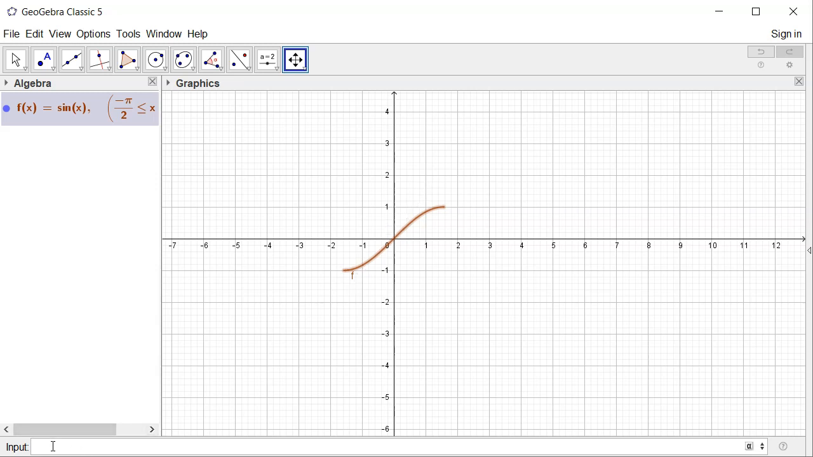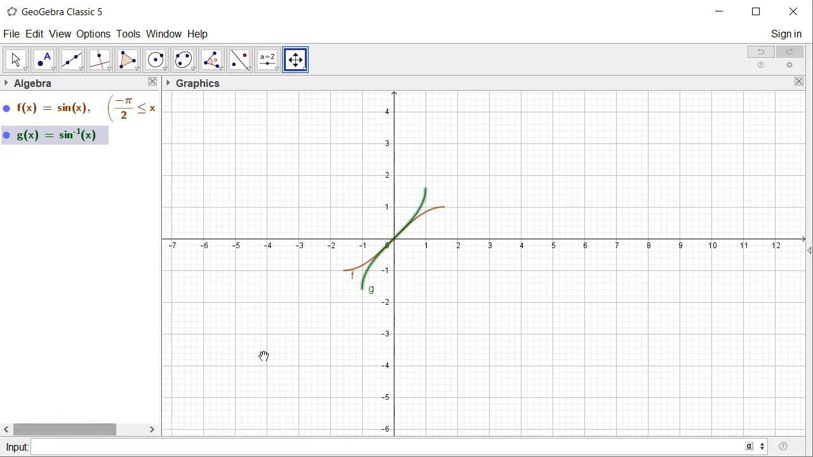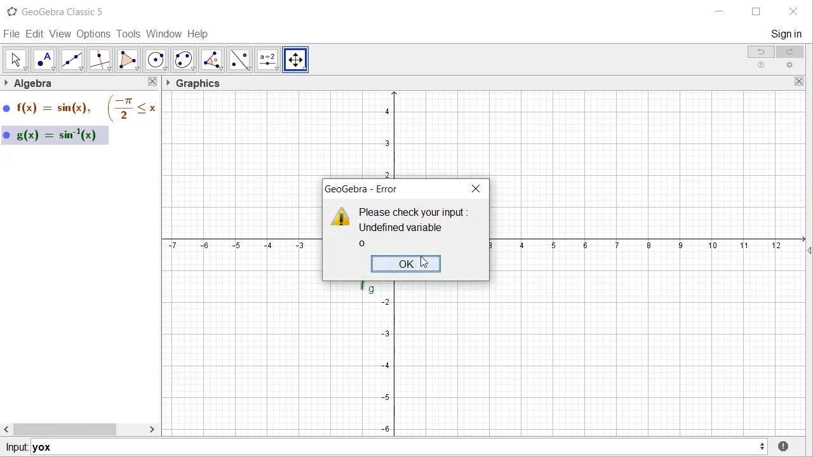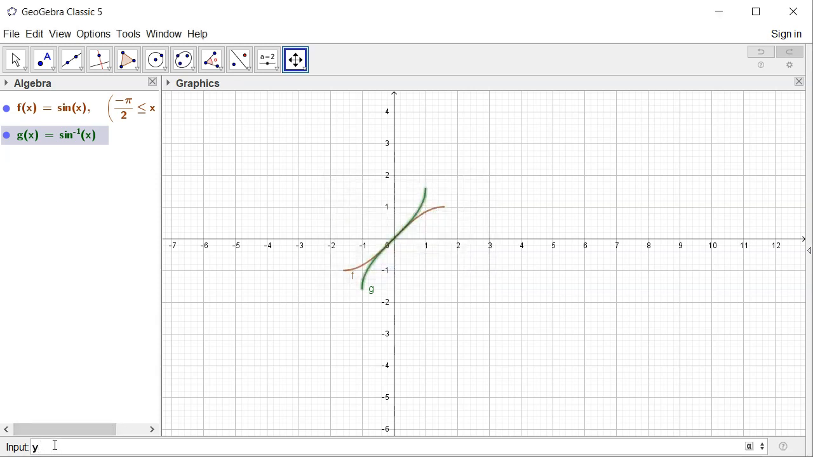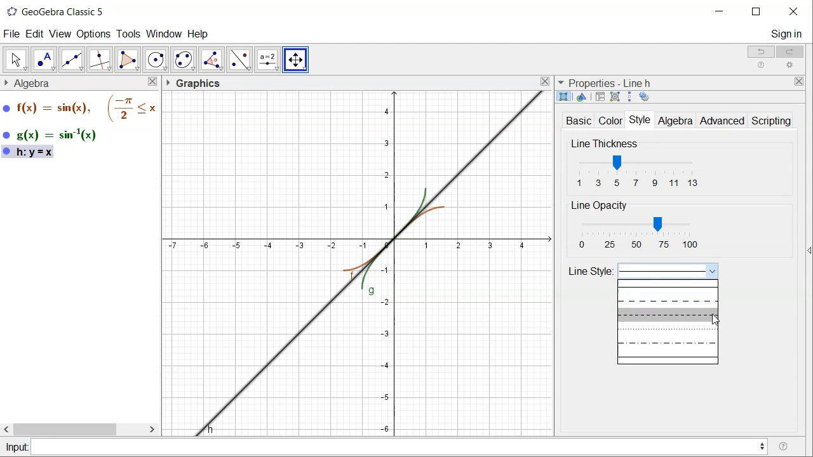So let's look at the arc sine. It looks like this. You can see the reflection. Maybe I should draw y equals x in there. Oops, sorry, I messed that up. Okay, y equals x. I don't like the way it looks, so I'm going to change this style a bit and turn it into maybe a dotted line. All right, so we got that.